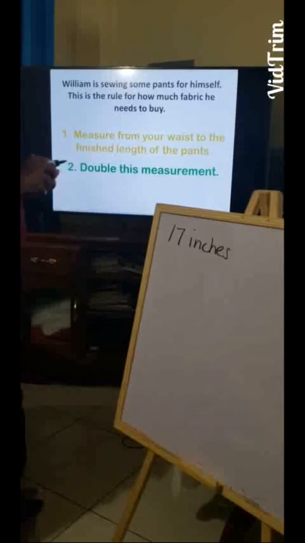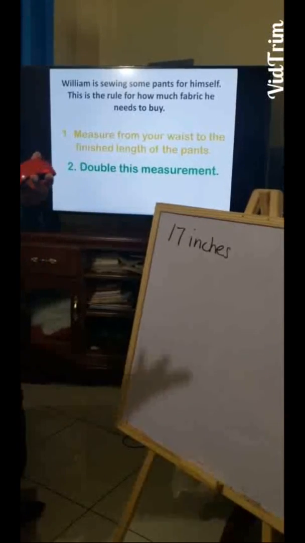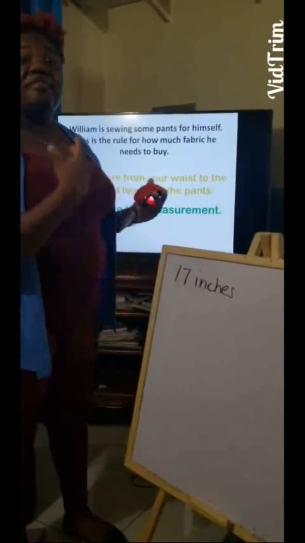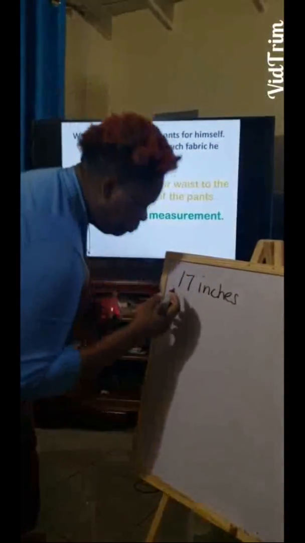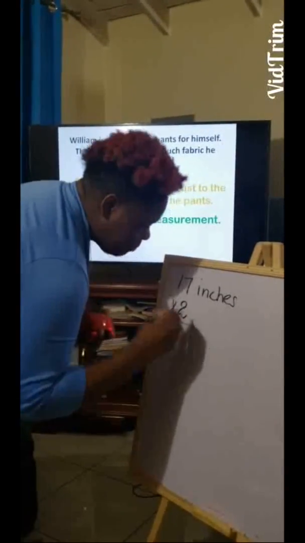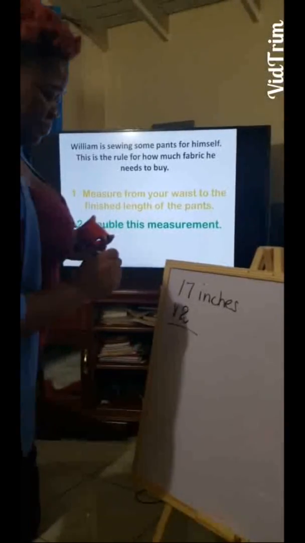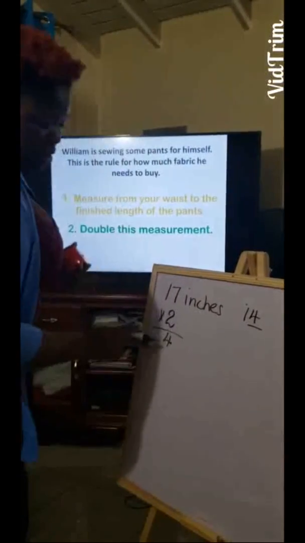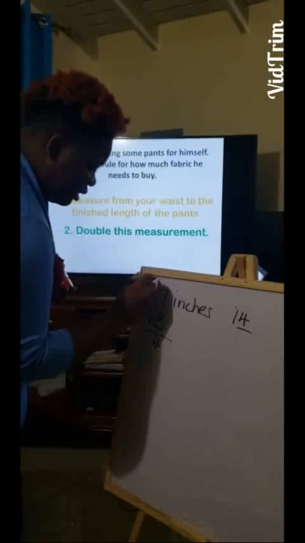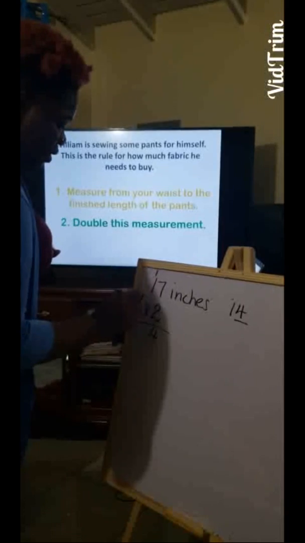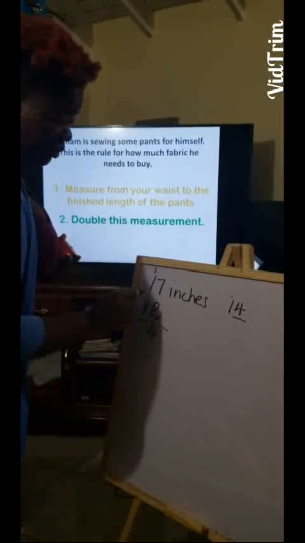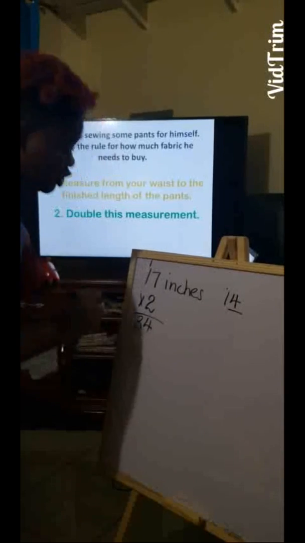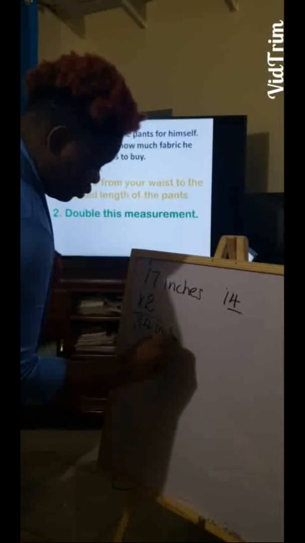Next, we need to double this measurement. Do you know what we mean by doubling measurements? Yes, when we're doubling measurements, we're multiplying by 2 or adding the value twice. So let us just multiply by 2. 17 multiplied by 2. 2 multiplied by 7 gives us 14. We put the 4 ones under the ones column, and bring the 10 to the tens column. In the tens column, 2 multiplied by 1 ten gives us 2 tens, plus another ten gives us 3 tens. So now we have 34 inches when we double it.